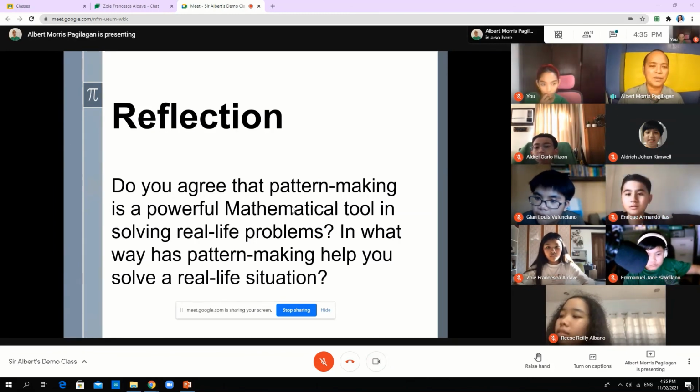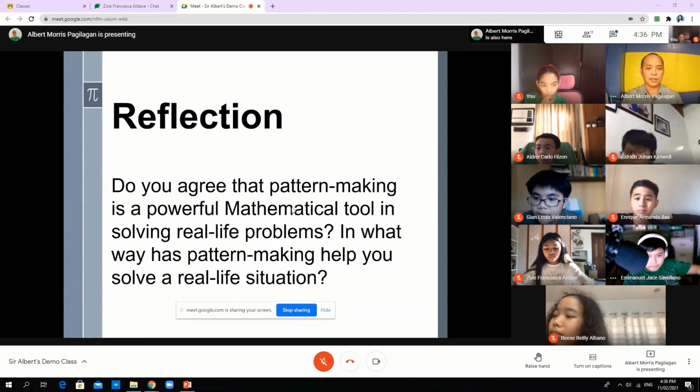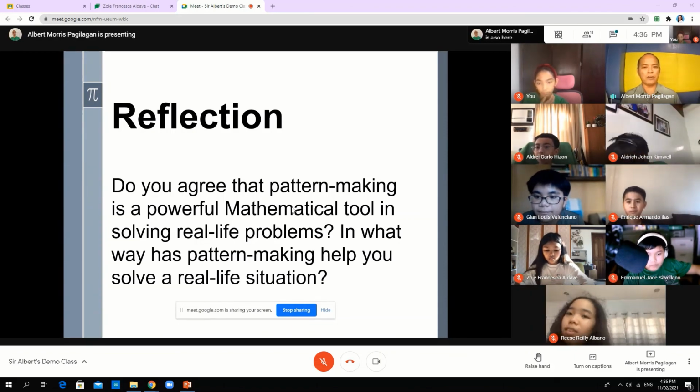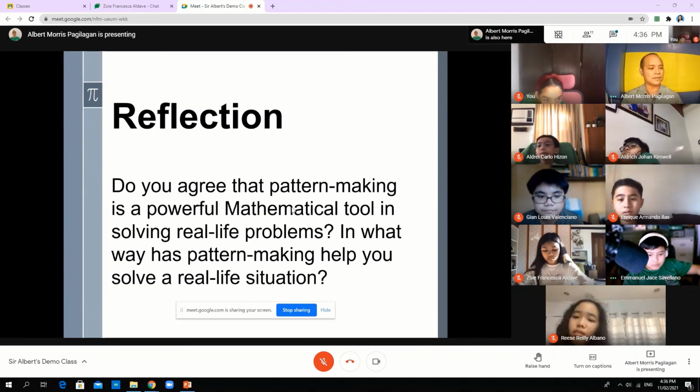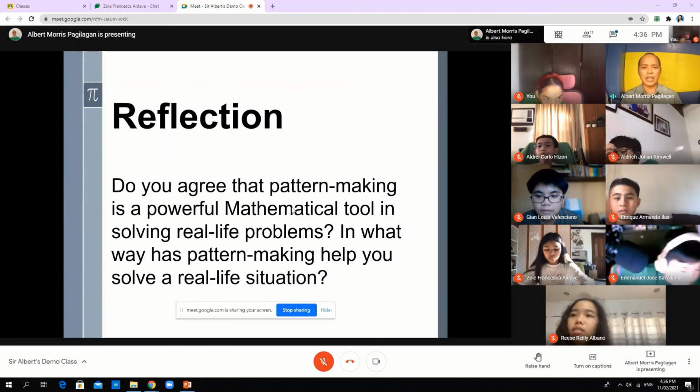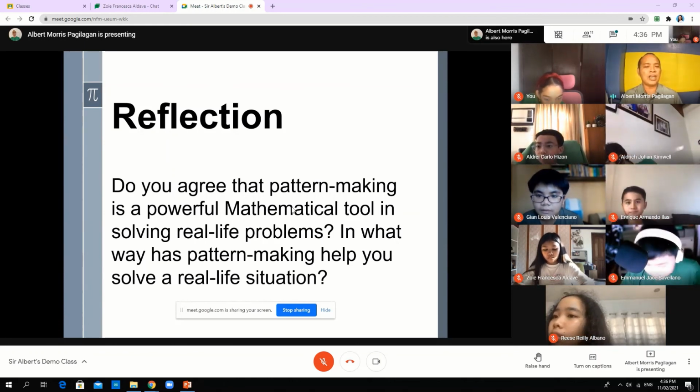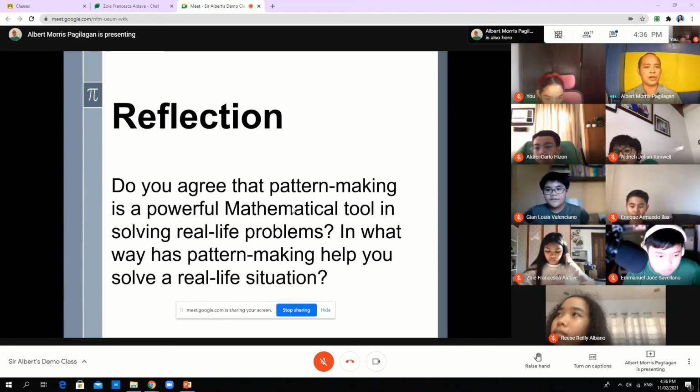EJ, would you like to make a reflection on this one? Do you agree that pattern making is a powerful mathematical tool in solving real life problems? Yeah. Okay. In what way? In what simple way? Maybe in just your daily routines in life. In what way has pattern making helped you solve a real life situation?